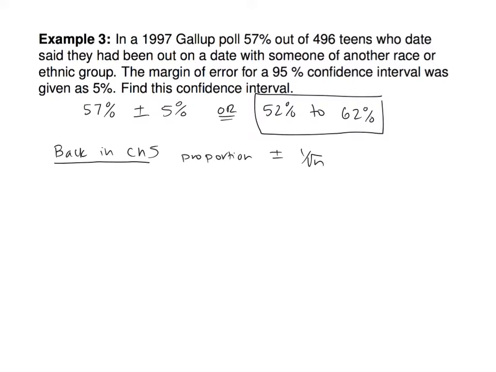Yeah. Okay, great. It turns out this formula that you learned back in chapter 5 has the 2 built into it already. It's already there. This 95% is kind of like saying 2 standard deviations away. Yes, exactly. If the margin of error is already given, we don't need it; it's just your proportion plus or minus that margin of error.